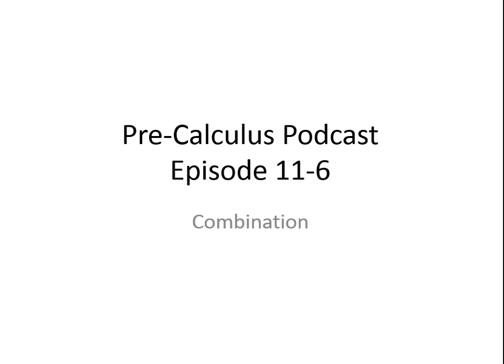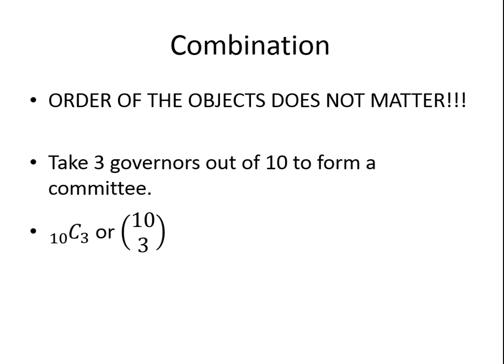Okay, so let's begin. Last episode, we talked about permutations, and now today we're going to be looking at combinations. The main difference between a permutation and a combination is that in a combination, the order does not matter. So with these, you're just looking for an entire group. How many ways can you make a group of 3, in this case, taking 3 governors out of 10 to form a committee?